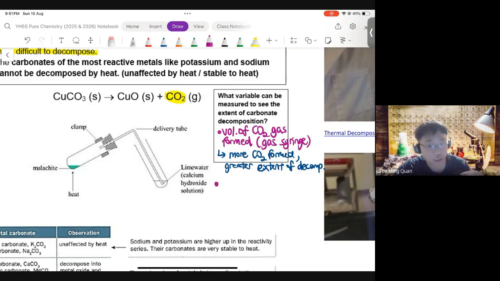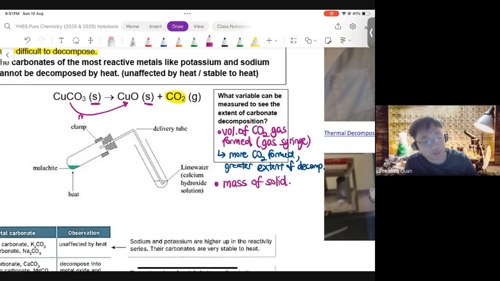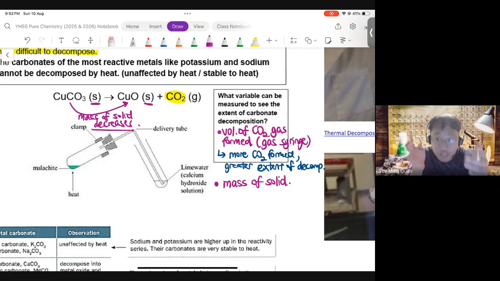Another variable that could be measured is the mass of the solid. If we look at the state symbols, the solid at the start was the carbonate, at the end it was the oxide. The mass of the solid decreases. You can see that clearly. The mass of the solid should decrease. Why? At the start, the solid is CuCO3. At the end, it's just CuO because CO2 forms a gas and escapes away. That's why the mass of the solid decreases.